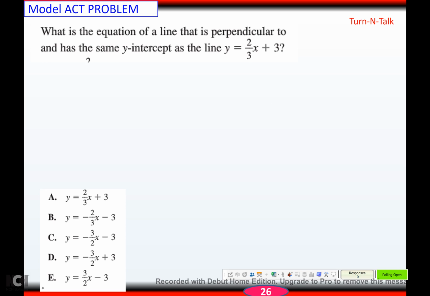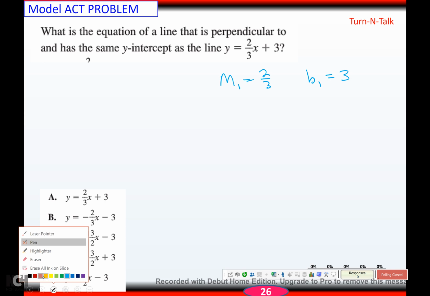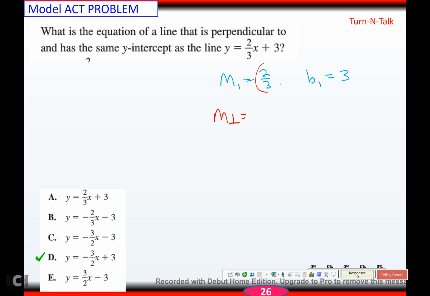Hit pause. Come back when you're ready. What is the equation of the line that is perpendicular to and has the same y-intercept as this line? Well, this line has a slope of 2/3 and a y-intercept of 3. And it says my line needs to have a perpendicular slope, which would be this guy with the opposite sign and flipped over, and the same y-intercept. So my second b also needs to be 3. So when I write an equation, y equals mx plus b.